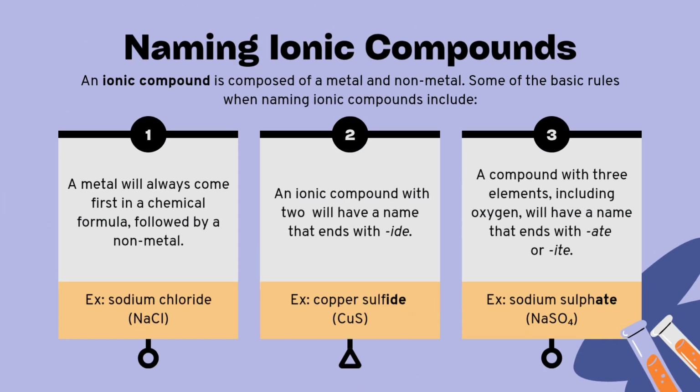Naming ionic compounds. A metal will always come first in a chemical formula, followed by a non-metal. Example, sodium chloride, NaCl. An ionic compound with 2 elements will have a name that ends with IDE. Example, copper sulfide, CuS. A compound with 3 elements, including oxygen, will have a name that ends with ate or ite. Example, sodium sulfate, NaSO4.